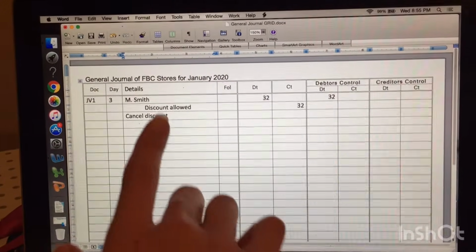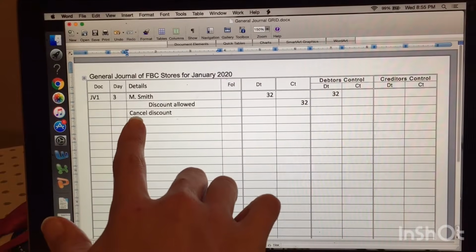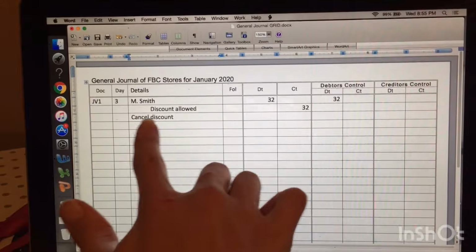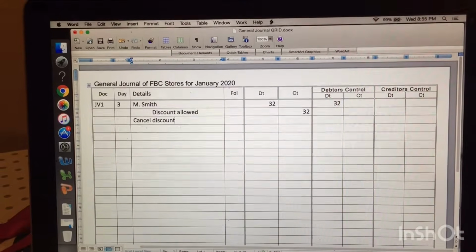That's it. And then I can't do it on my computer. I'm not that fancy. You're going to draw a line there just under in the details column underneath cancel discount.